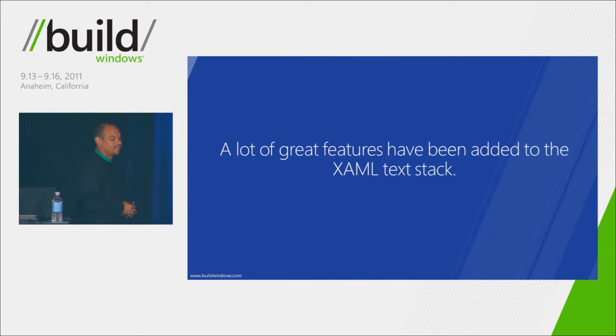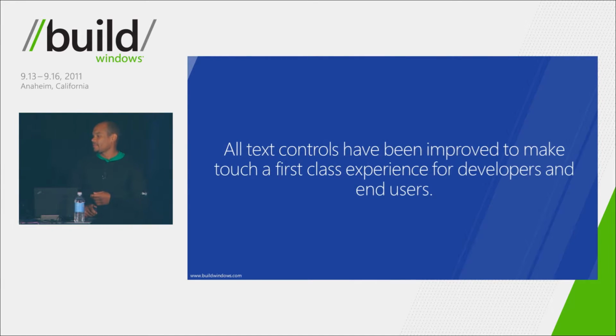So in review, we've added a lot of great features to the Windows 8 XAML tech stack. That includes things like spell checking, text prediction, linked text containers, clear text button, show reveal password button, and many more. All these text controls have been improved to make touch a first-class experience for you, the developer. You don't have to do anything. You get these for free right out of the box. And for end users, these have been developed to be quick, intuitive, and fit right in with the Windows 8 touch language.